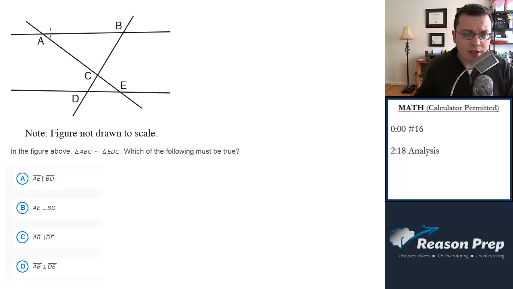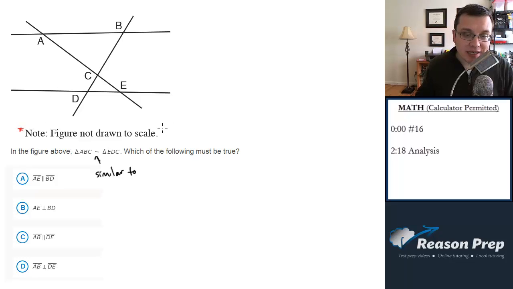In the figure above, triangle ABC is similar to triangle EDC. That's what this symbol stands for, similar to. Which of the following must be true? Note the problem says that the figure is not drawn to scale.